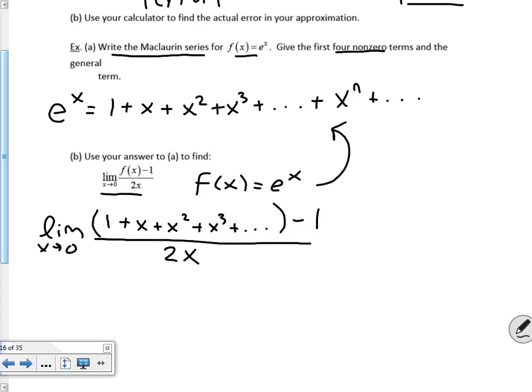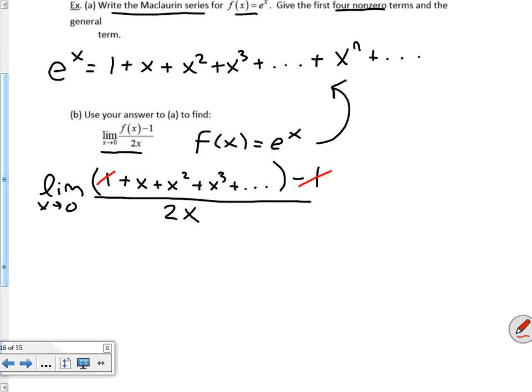If I want to simplify this limit, the first thing I should notice is that this 1 and this 1 cancel out. They're opposite, they subtract. Then I want to divide the 2x into each term. So if I do that, the limit as x approaches 0, don't forget good limit notation. Make sure that you're continually writing limit as we go along. And x divided by 2x is 1/2. And the next one, x squared divided by 2x. Oh, you know what I just realized I forgot?